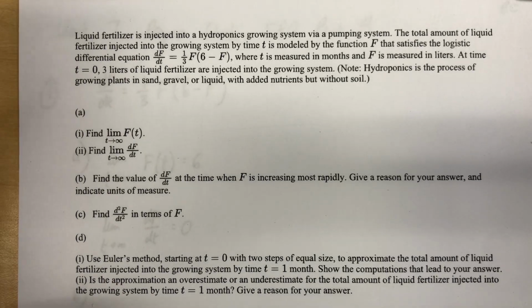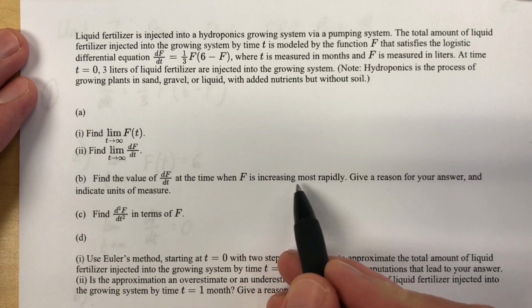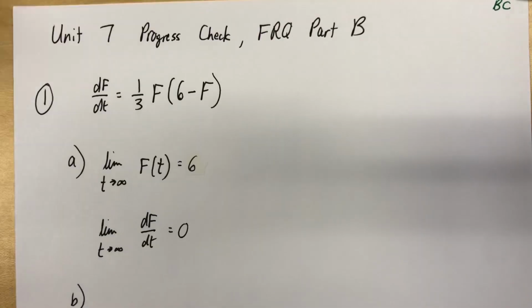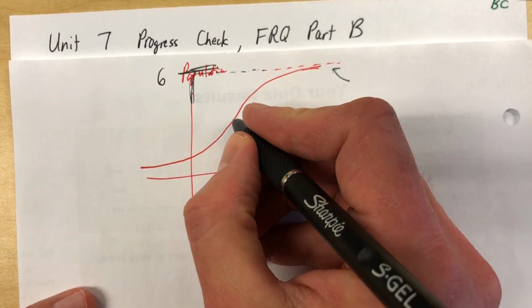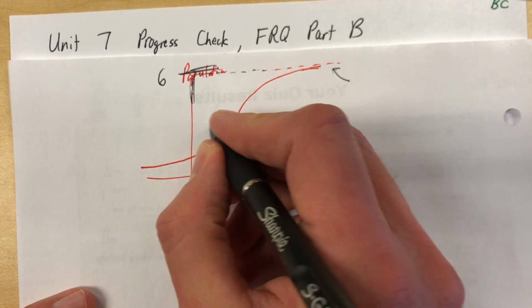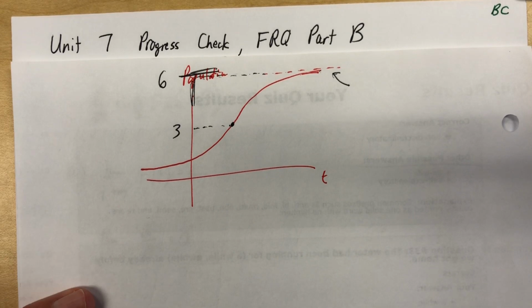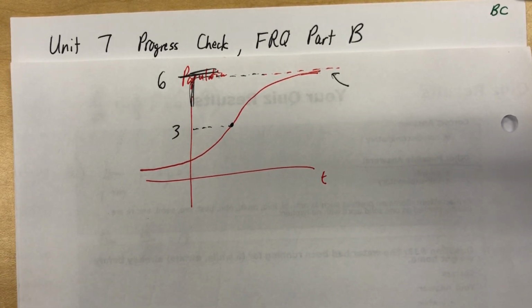So let's not. Okay. Instead, the function is increasing most rapidly. This is another logistic thing to know. The function is increasing most rapidly when you have reached half of your carrying capacity, which based on the graph I have is 3. Based on this equation, it's 3 because it's half of 6. And then it says give a reason for your answer, or justify your answer. Give a reason for your answer, indicate units of measure.